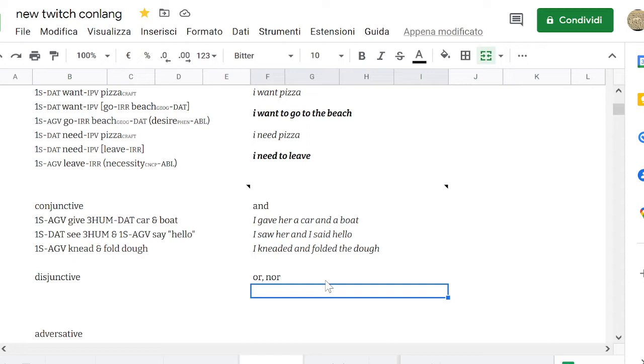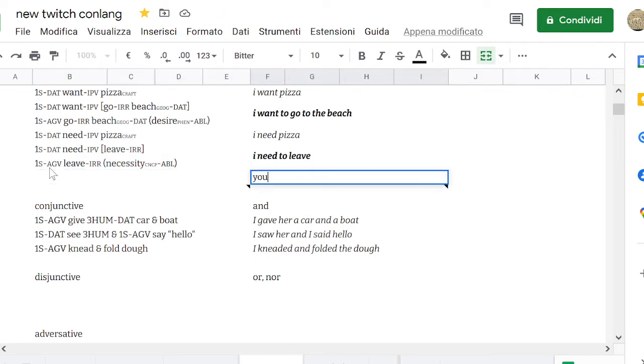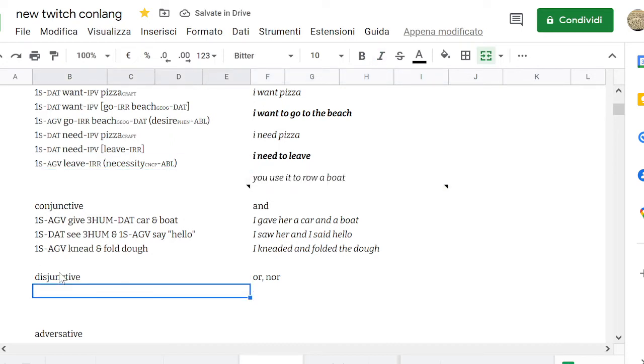So, let's see here. You use it to row a boat. Oh, yeah, like an or. Yeah, wrong or, but thank you. I might use that sentence somewhere else, actually. You use it to row a boat. Actually, that would be a good thing to test our way of doing noun clauses on. I'm going to write this example sentence up here. You use it to row a boat. This is going to be useful. I just want to test this with our noun clauses when we get back into ordering and ambiguity stuff. So, disjunctive, or and nor.